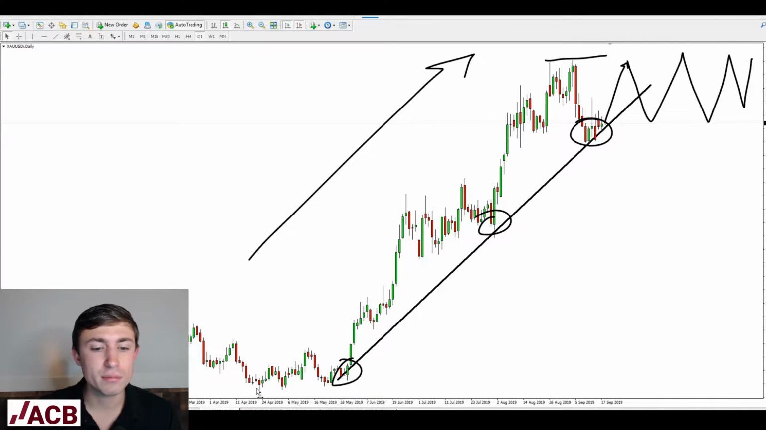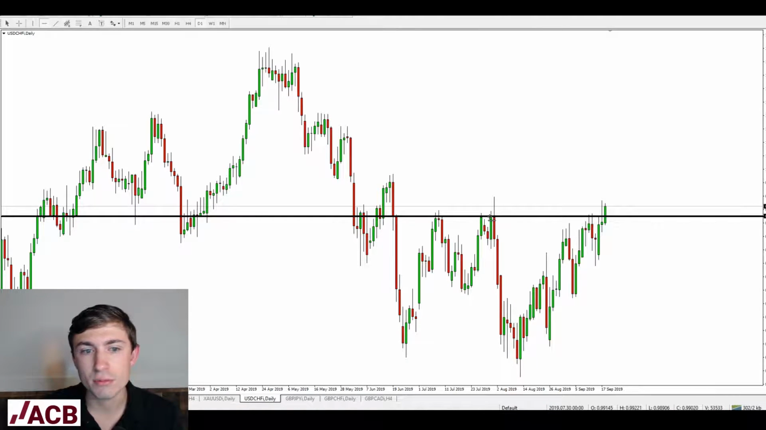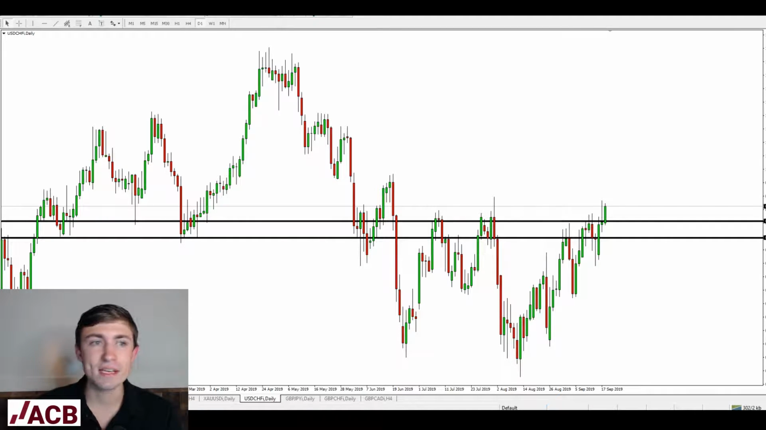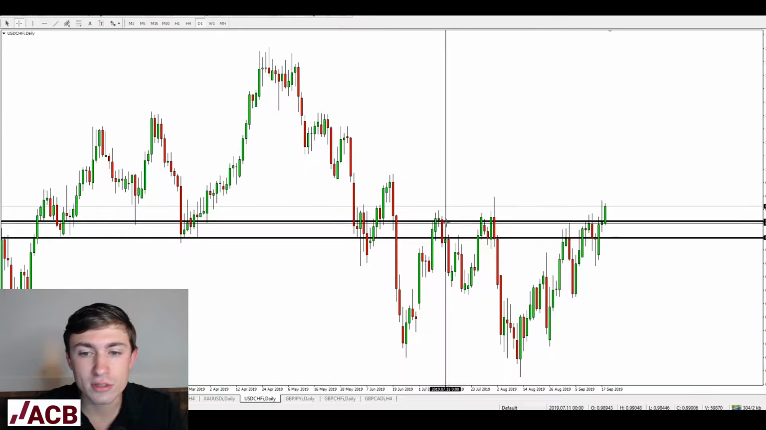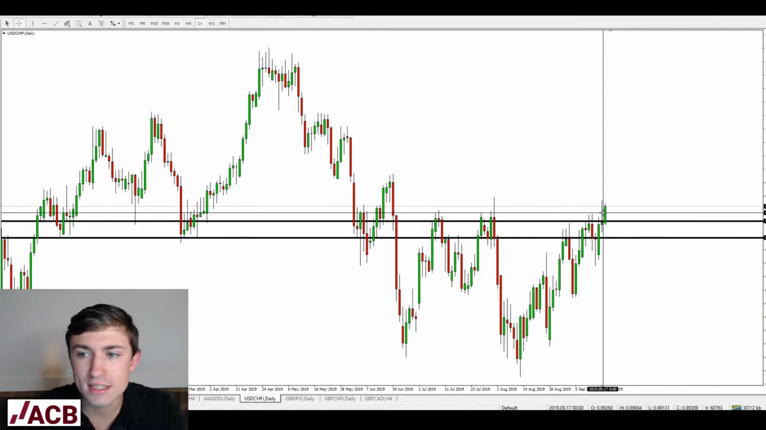Next up is going to be USD Swiss. Now USD Swiss, I wanted to bring this up because you can see we just broke through a major level of resistance, right? This area has been holding as a sell zone. You can see price rejected there, rejected there, rejected there, rejected there, and now we've actually seen some sort of close above it.